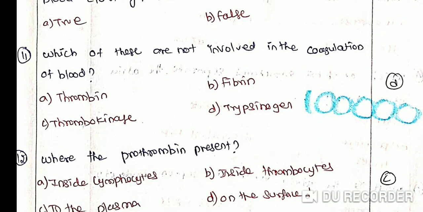Which of these are not involved in the coagulation of blood? Option A, thrombin. Option B, fibrin. Option C, thrombokinase. Option D, trypsinogen. The correct answer is option D, trypsinogen. The other three, thrombin, fibrin, and thrombokinase, are involved in the coagulation of blood. The activities of various enzymes make blood coagulation possible. Thrombokinase, an enzyme complex, fibrin, a mesh covering the wound, and thrombin are involved in blood coagulation.